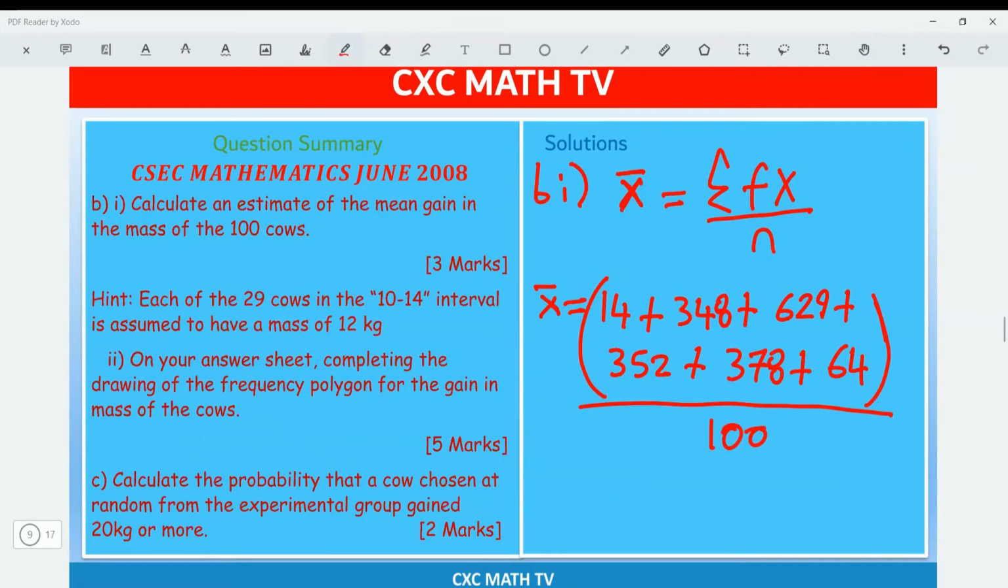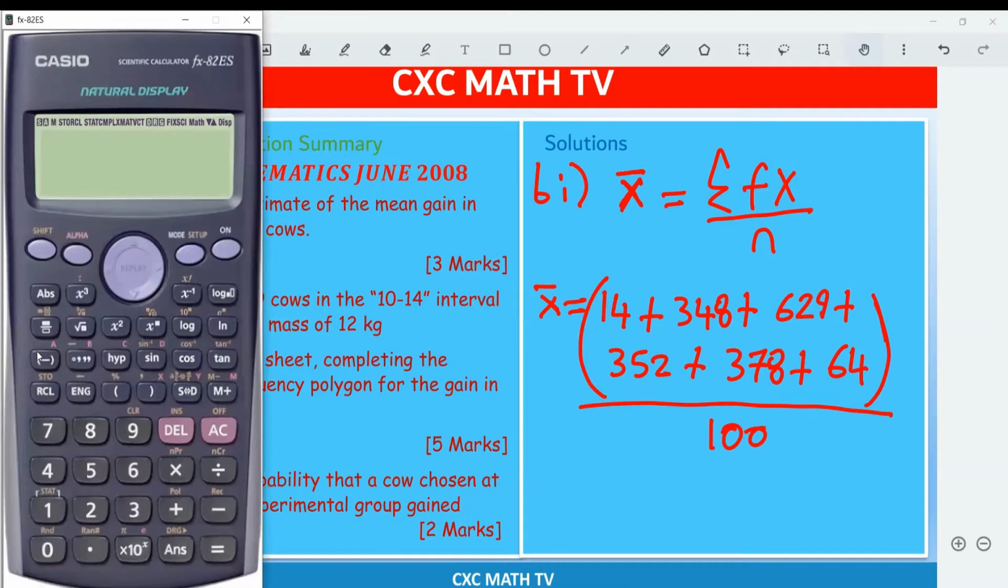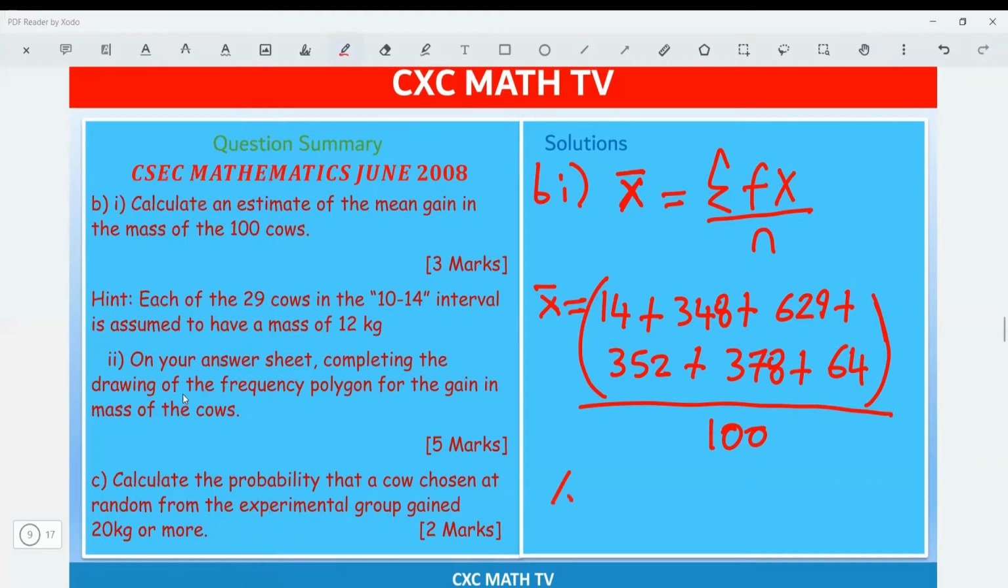So now we're just going to take out our calculator once more and find the answer. So 14 plus 348 plus 629 plus 352 plus 378 plus 64, and we divide that by 100. So when we do that, this simplifies to be 17.85. So x bar is 17.85. So that is an estimate of the mean. All right, so an estimate of the mean is 17.85.